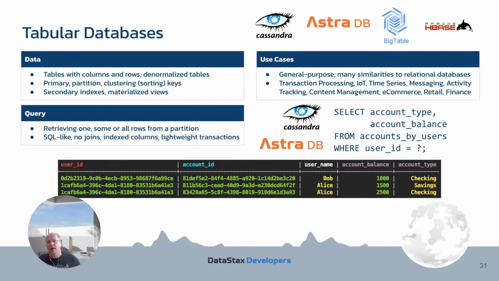The use cases for these databases, they're general purpose databases, just like relational, even though the data is modeled differently. So there are many similarities in terms of use cases. Where you use a relational database, you usually can easily replace it with a tabular database. Some examples would be real-time transaction processing, IoT, time series, content management, e-commerce.